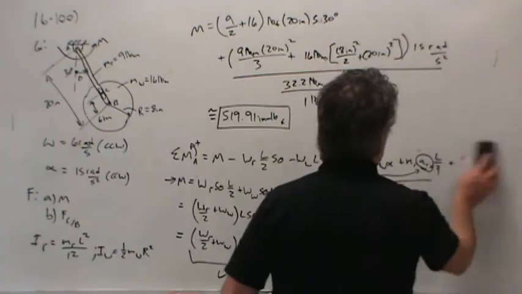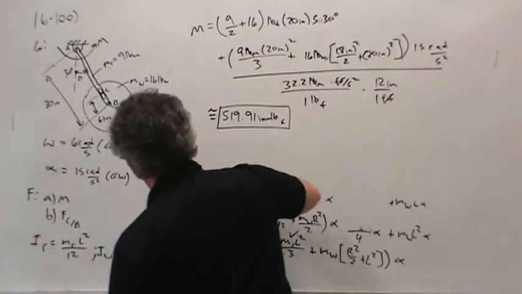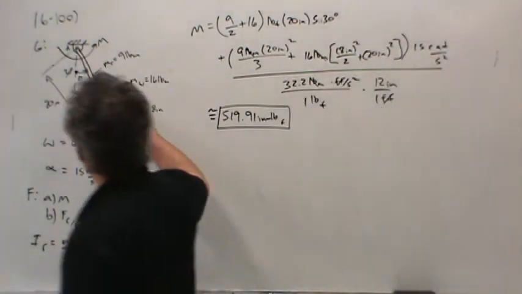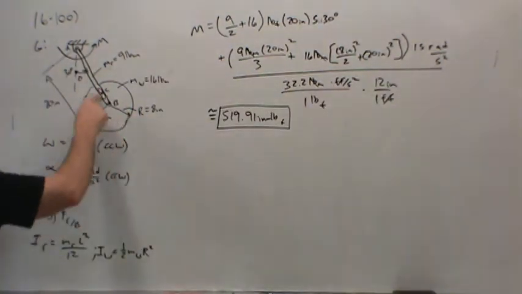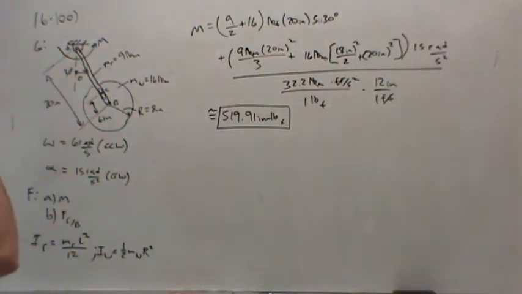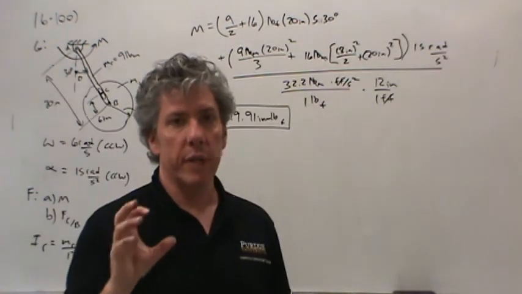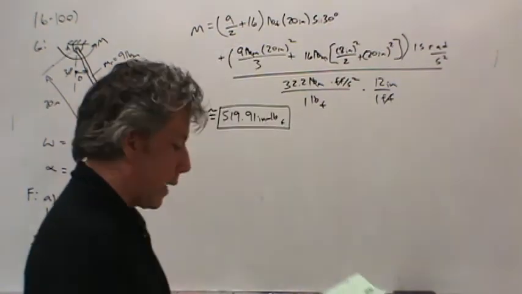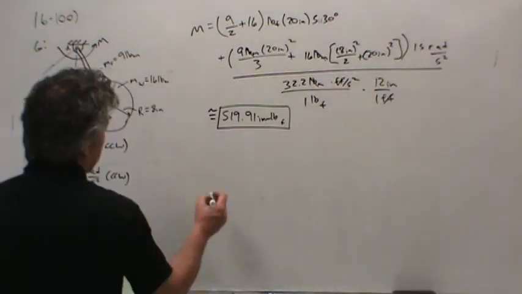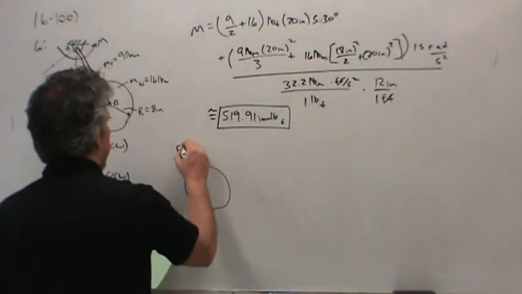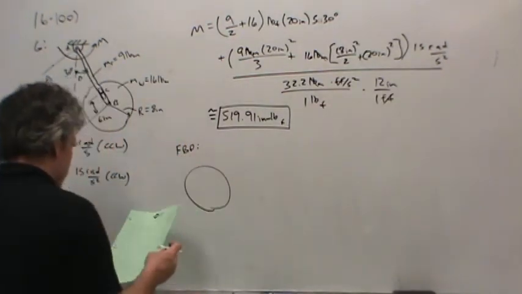What about part B? Notice we have no way to calculate the force between the pin C and the rod R. There's no way to do that, right? Because the free body diagram I took was the rod with the wheel together. I need a new free body diagram. Here's an easy one to take. Just take the wheel.